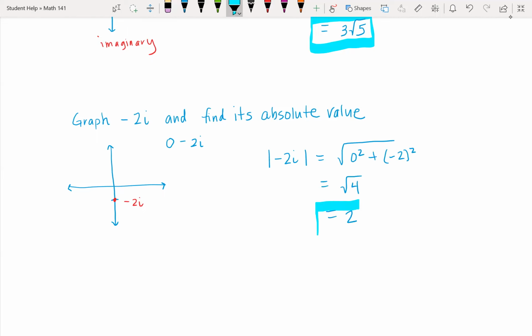Looking back at my graph, this answer makes sense because I can see that the distance from the origin here is a distance of 2, right? Going from here to here is a distance of 2. So that answer makes sense.